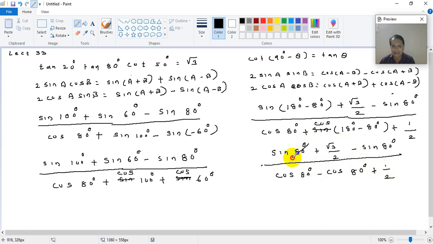Now this sin 80 minus sin 80 cancels, cos 80 minus cos 80 cancels. What remains is √3/2 as the numerator divided by 1/2. So naturally it is √3. So see how the problem is solved, how lengthy it is, but it is not difficult. If you have a strong knowledge of formulae, such problems can be easily managed. See, one full lecture of 22 minutes we are using for solving this problem. So you have to spend time on this.